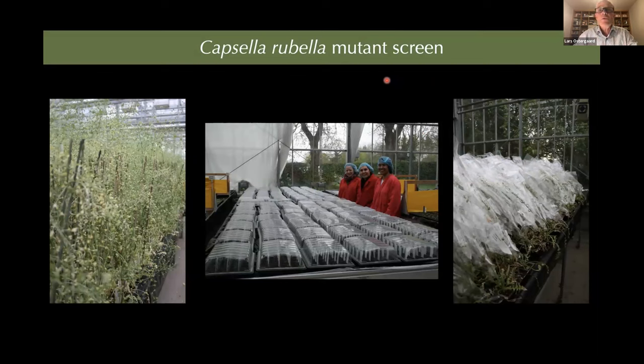So we did a big mutant screen in the lab with more than 1,000 Capsella plants that were mutagenized with a chemical called EMS.